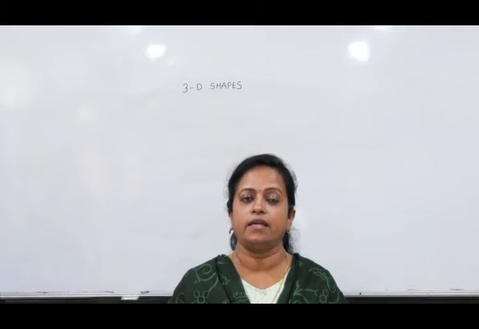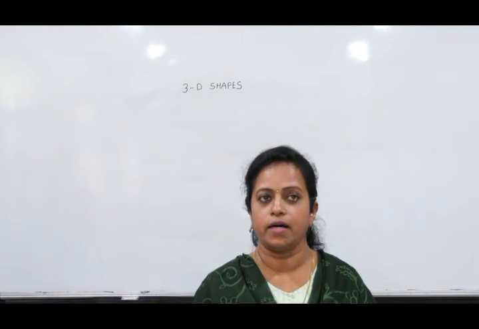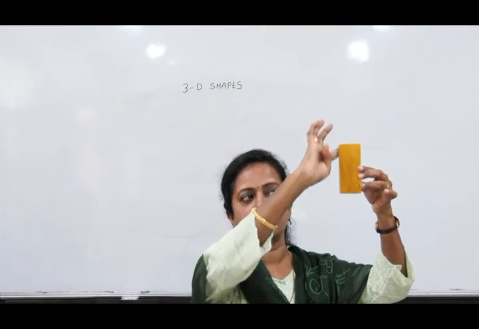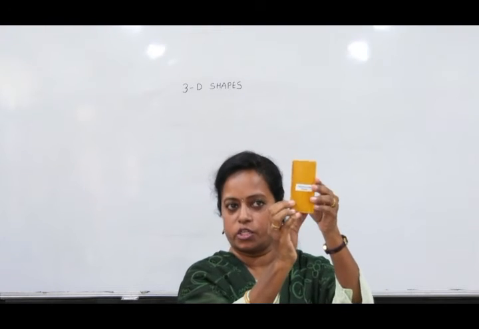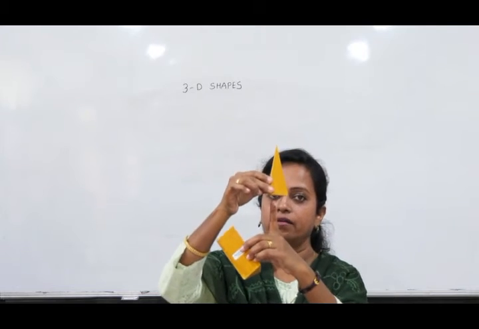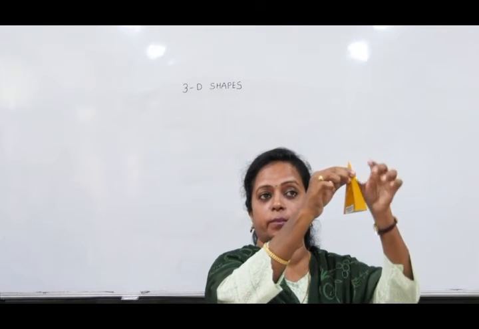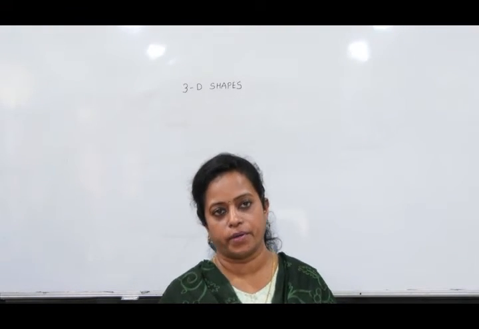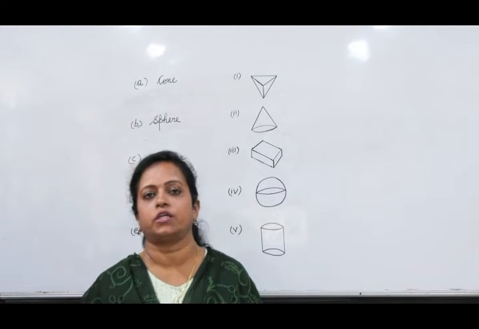Now let me again differentiate between a prism and pyramid, or how they are different. In a prism you will have 2 bases and all the other faces will be rectangular in shape. But in a pyramid you will have only one base and all the other faces will be triangular in shape. Hope you are clear with prism and pyramid.